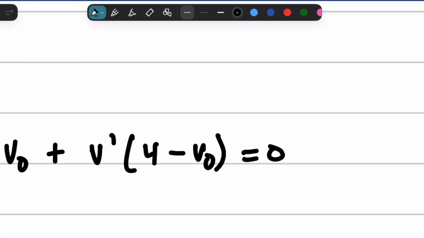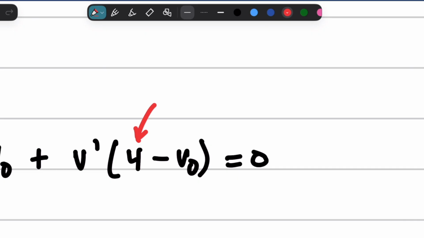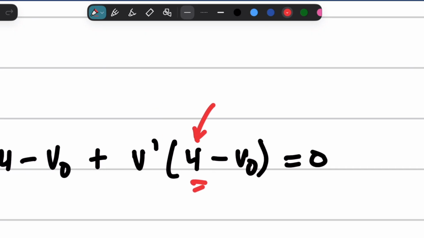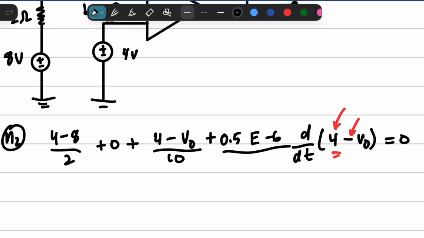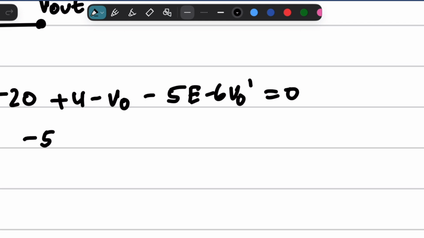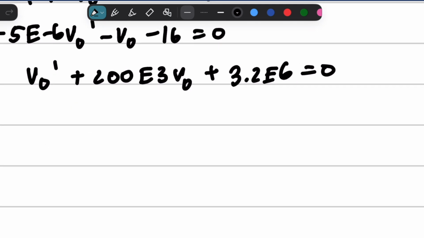And the thing about this is you don't actually need to know what the constant is. This could be an arbitrary constant. What we care about is this minus sign, and you'll see why. Remember to put your farads in. That's super, super important. There we go, that's better. So we've got V naught prime plus 200 E3 V naught plus 3.2 E6 equals 0.